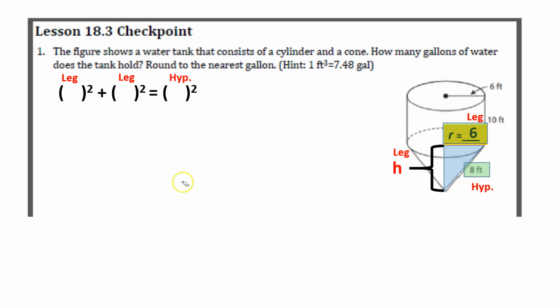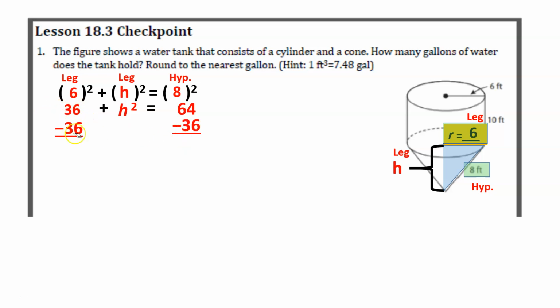Go ahead and plug the numbers where you think they should go. And hopefully you put 6 and h on this side. Whether you put h here or 6 there, it doesn't matter. But the hypotenuse, as long as it's 8. So take a moment right now and figure out what 6 squared is and 8 squared. And hopefully you found that to be 36. Just so you know, any letter squared is just that letter, h squared. And 64.